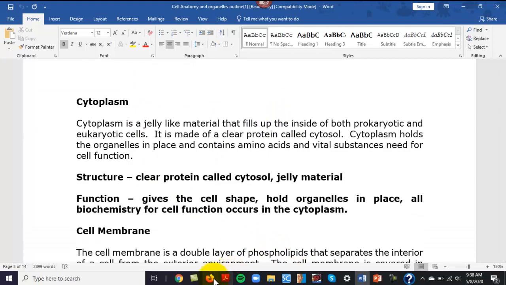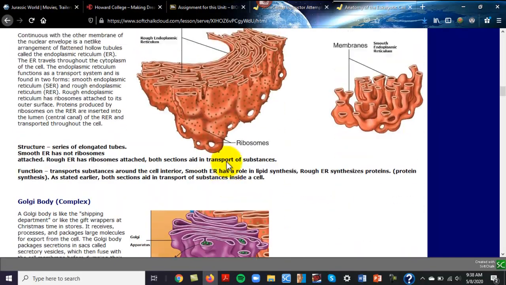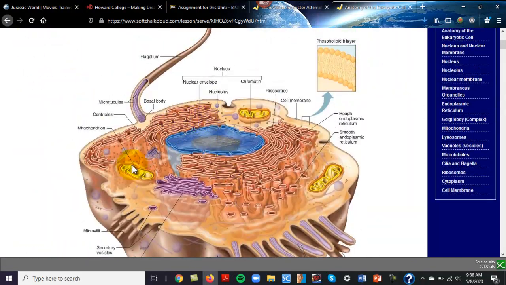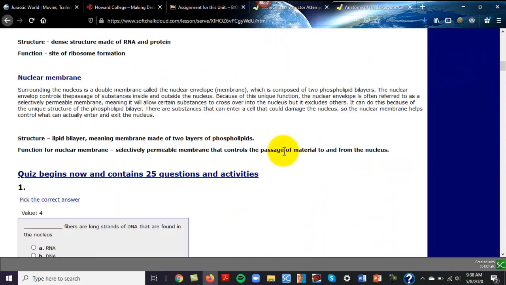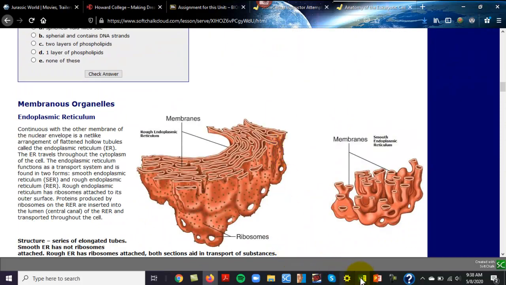Cytoplasm, and we're going to be wrapping up this first video. All of the jelly material that's within this cell is called cytoplasm. It's made of a protein called cytosol, and it helps hold all these little organelles in place. All the biochemistry that occurs within the cell happens within the cytoplasm, so it's got amino acids and things the cell needs, and it also helps give the cell some shape.